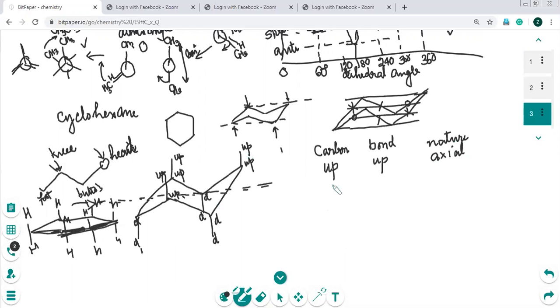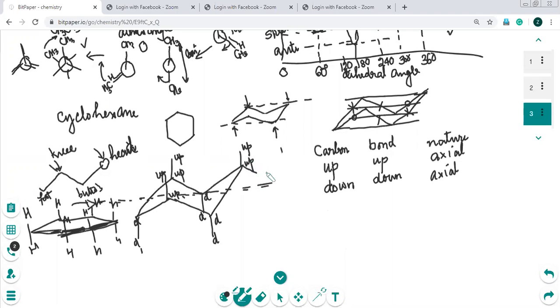Similarly, the down bond on the down carbon is also axial. Whatever we have drawn is axial. So all these are axial. Now here, I have to draw the next bond. Please draw it at 120 degrees to this. Always 120 degrees to each other. This is 120.